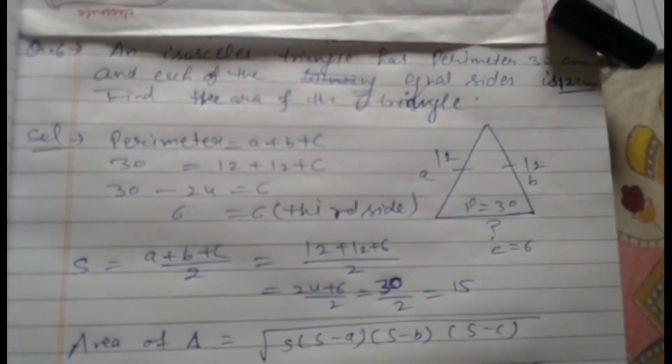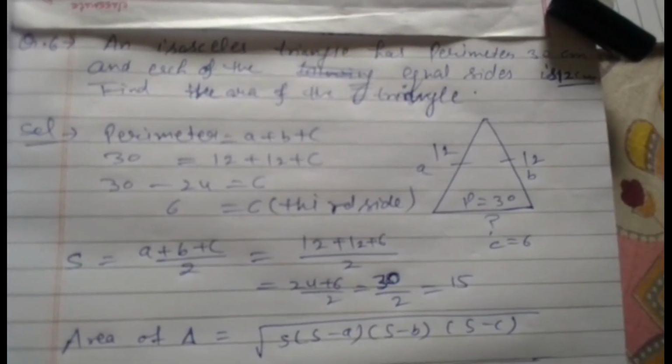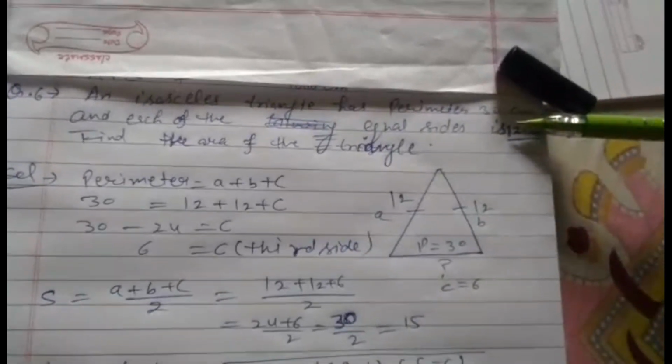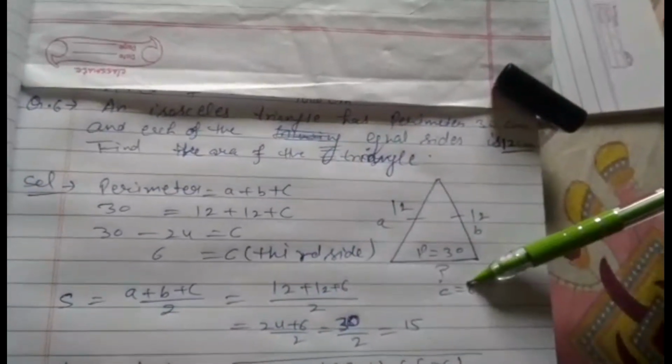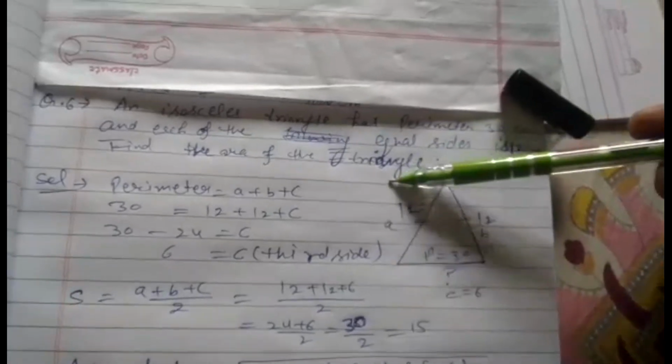NCERT 9th class math, exercise 12.1, question number 6. An isosceles triangle has perimeter 30 centimeter and each of the equal sides is 12 centimeter. It is an isosceles triangle, meaning two sides will be equal. We need to find the third side. The perimeter is also given as 30 centimeter and we need to find the area.